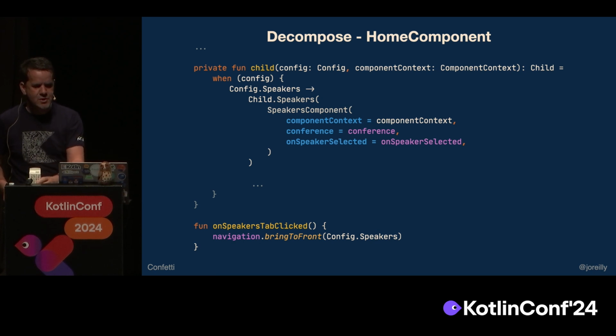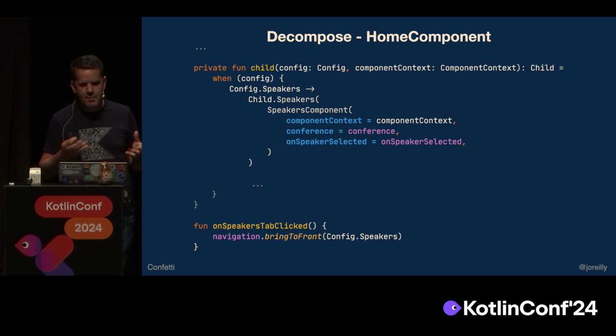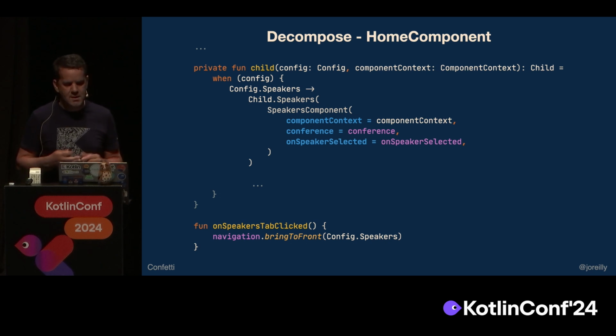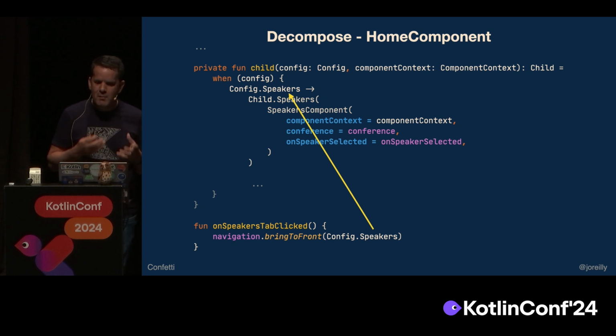This is the child factory mentioned, and it's used, as the name suggests, to create particular children given configuration passed to it. For example, config.speakers maps to child.speakers, which in turn is used to wrap an instance of the speakers component. We also see an example of how we navigate to that child in the onSpeaker tab clicked method that's invoked from the UI. That navigation.bring to front is passed the config.speakers configuration, which, as we saw, will map to child.speakers, which then becomes the active child.